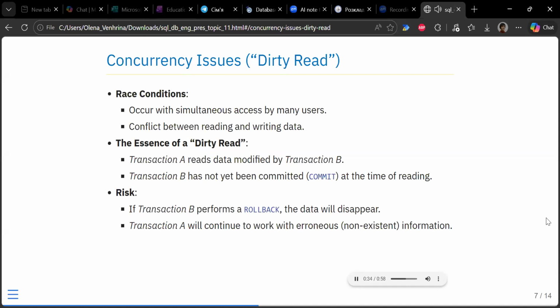Everything would be fine if Transaction B completed successfully. But if Transaction B suddenly cancels its changes with a rollback command, a collision occurs. Transaction A has already read a price that never actually existed in the committed state of the database. It continues to process this erroneous information, which can lead to serious financial or logical errors in the business logic.